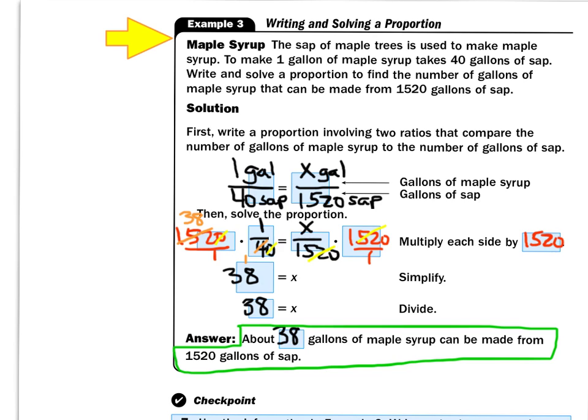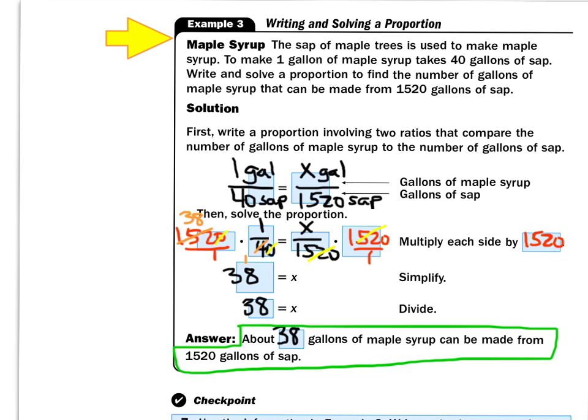And now you can circle the variable, bring down the wall. To get rid of dividing by 1520, we would multiply both sides by 1520. And so the 1520s strike out over here. I brought down the x, I brought down the equal sign. And here I noticed that I struck out the zeros with the yellow. And then I saw that 4 went into 152. So 4 goes into 152 38 times. 38 times 1 is just 38. So x equals 38. So the answer would be I could make about 38 gallons of maple syrup from 1,520 gallons of sap.